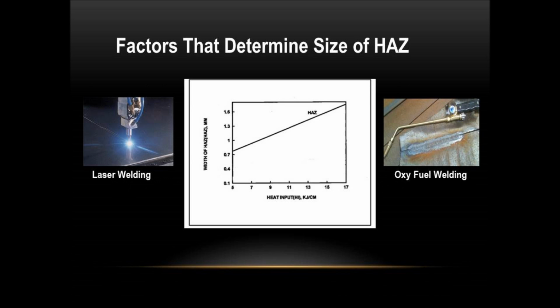Oxy-fuel welding has a low heat intensity. This requires a high heat input for the process as well as slow welding speeds. On the other hand, laser welding has a high heat intensity, meaning that the process can happen faster with higher travel speeds and the heat input is at a lower rate. This means that laser welding can produce a smaller heat affected zone, while oxy-fuel welding creates a larger heat affected zone.